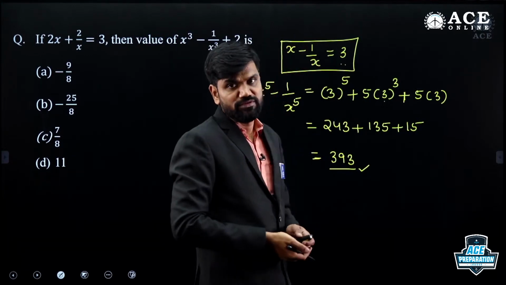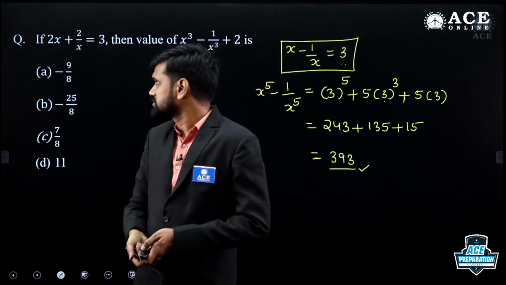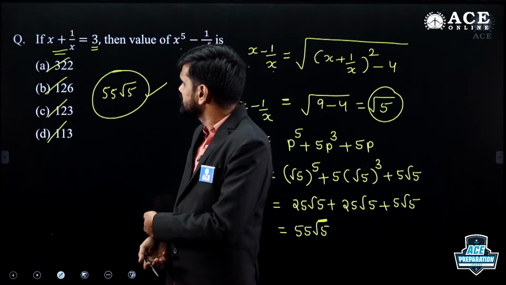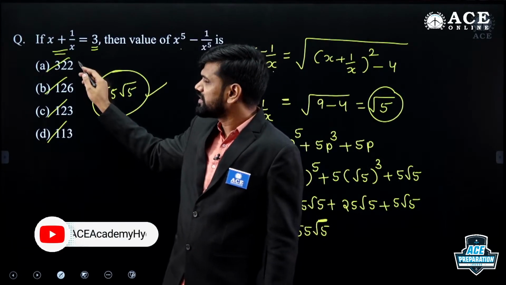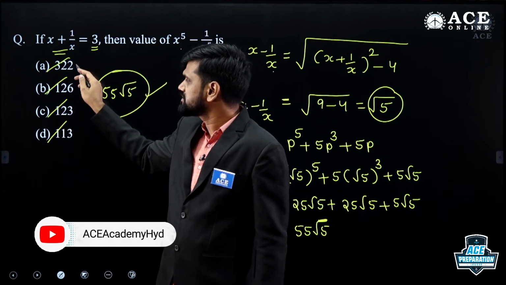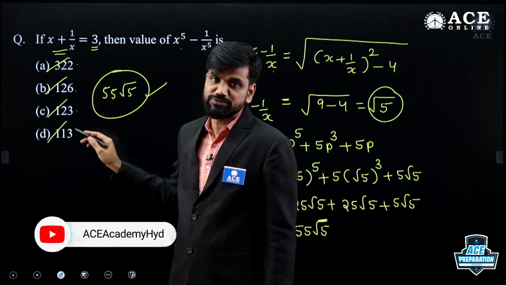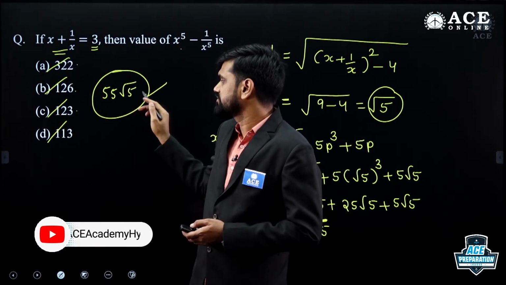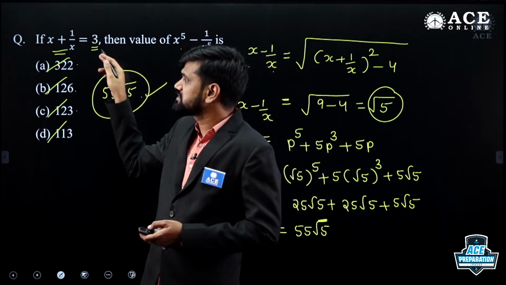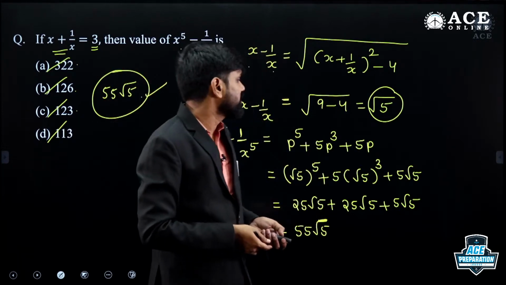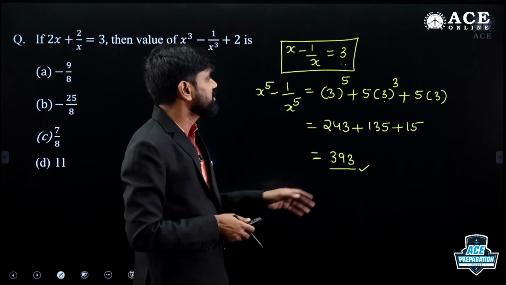So your answer will become 393, provided that it is directly given as x minus 1 by x equal to 3. So here just check the options also for your clarity. Right? So here you don't have that option also. The reason being there is a mistake that is typed over here in the options. So anyway, just take it as 55 root 5.